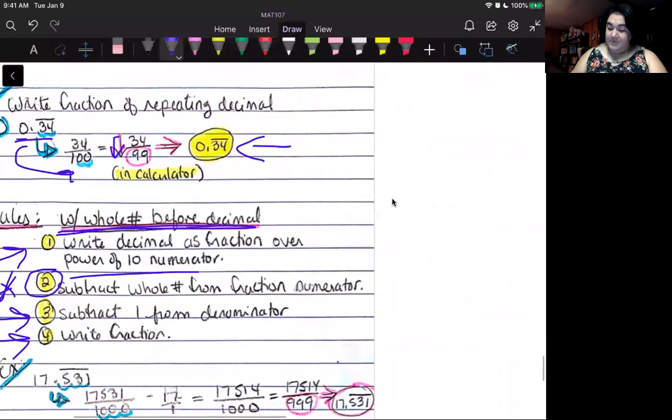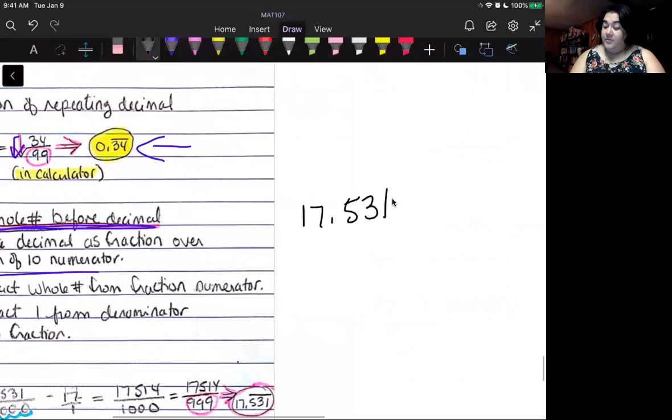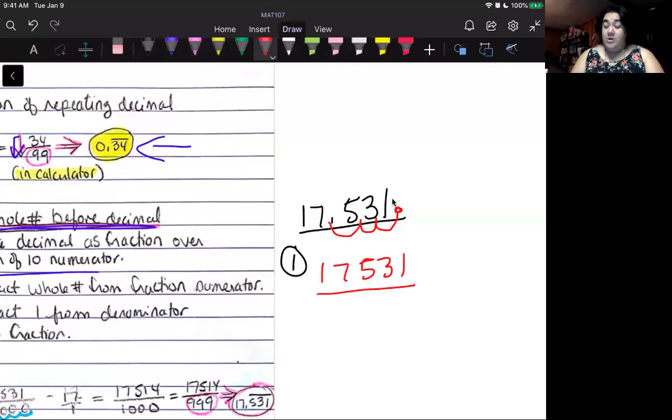If we had 17.531. Okay. First, step 1. It says we have to take this and write it as a fraction by doing what we've done before, which is to move the decimal all the way over to create a whole number that will be our new numerator. So our new numerator is 17,531 over. We use 1, and then we count how many places we move for zeros. 1, 2, 3. So 1, 2, 3, right?